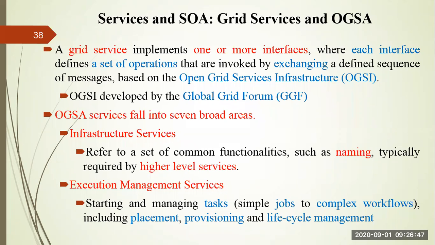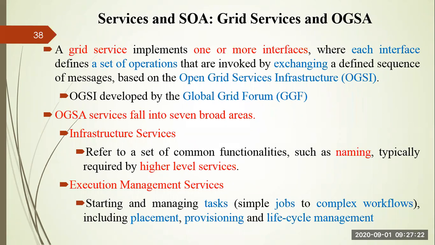Like in the cloud case, infrastructure as a service provides you the compute power and storage power. Hardware, everything is there in the infrastructure layer. So in this OGSA architecture, this Open Grid Services Infrastructure is there. OGSA is defined by the GGF, the Global Grid Forum, which is now called the Open Grid Forum. Whatever services OGSA provides are basically grid services. These OGSA services fall into 7 broad areas.